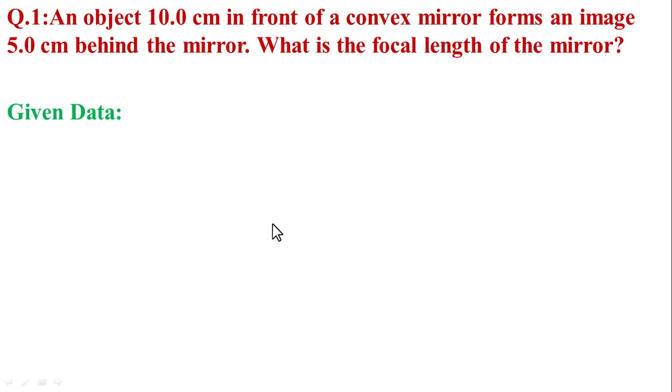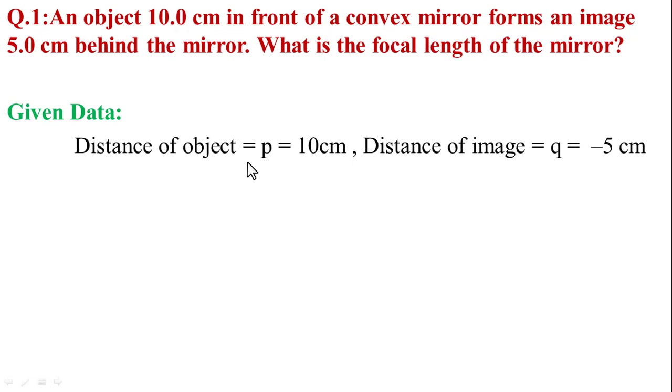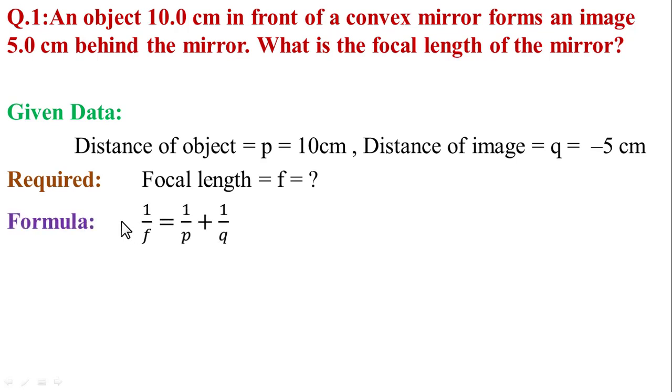In the given data, the distance of object p is equal to 10 centimeter and the distance of image q is equal to minus 5 centimeter, because in a convex mirror the image is formed behind the mirror, so distance q is equal to minus 5 centimeter. We are required to find the focal length f. We use the formula 1 over f is equal to 1 over p plus 1 over q.